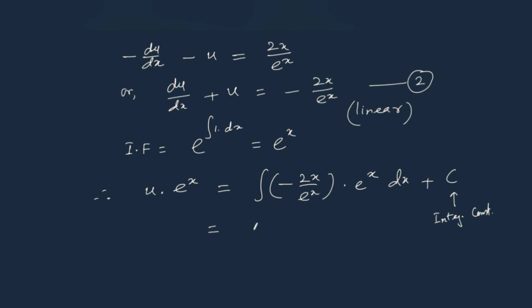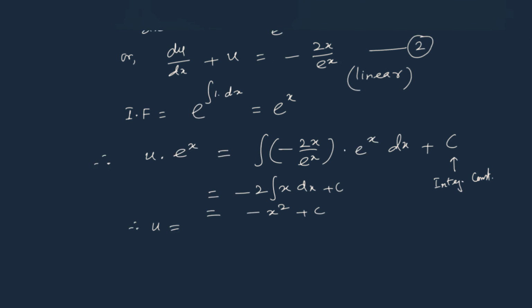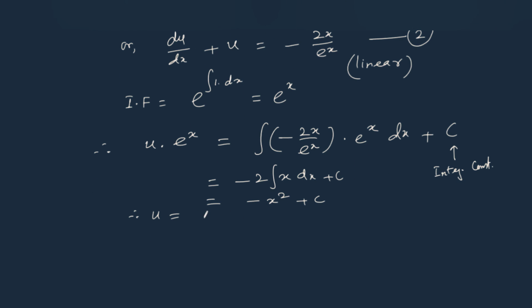So we will get -2 integration of x dx plus c, or -x^2 + c, because the integration of x is x^2/2 and the 2 gets cancelled. So therefore u is nothing but e^(-x) times (c - x^2).